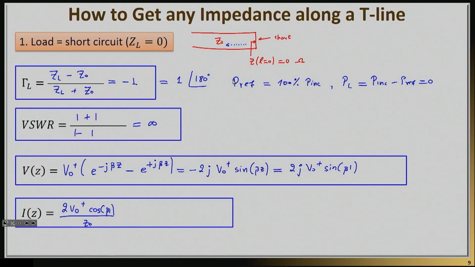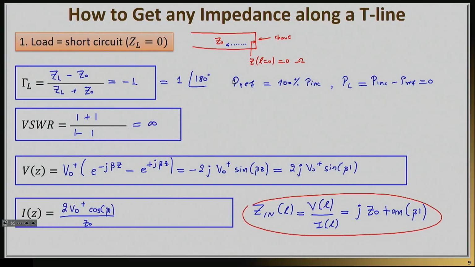So now if you divide V by I, you will basically get the input impedance as a function of L. Again, this is the voltage divided by the current. If you just look at that, it will be equal to jZ0 tangent beta L. So just by looking at this equation, you should know that my Z input can practically be any number I want, depending on what the number tangent beta L is.